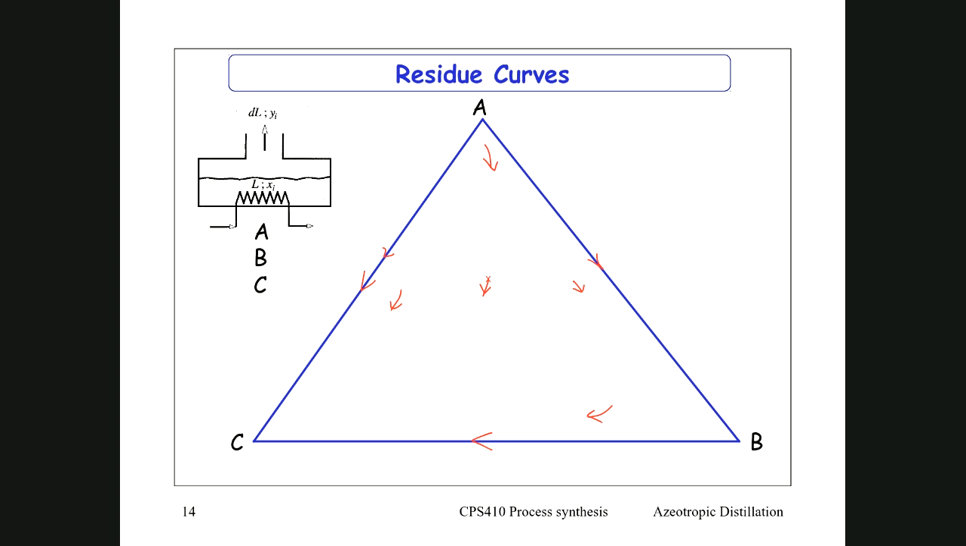And it doesn't matter how much A, how much C there is along this line. The residue will always be moving downwards and eventually land up at C. Anywhere along this line, the arrow will definitely go towards B. Everywhere along this line, similarly, it will go from B towards C.